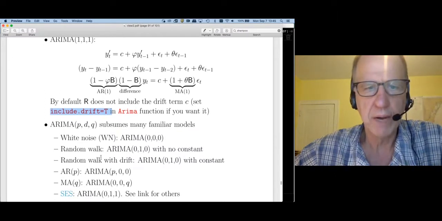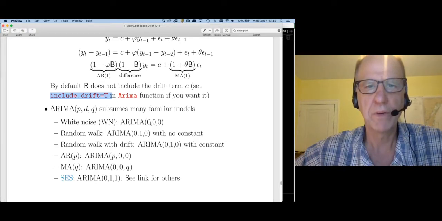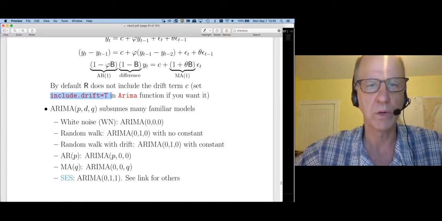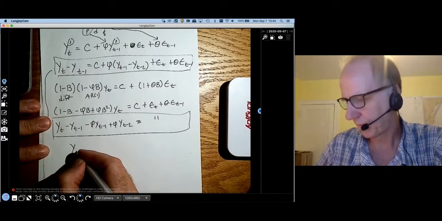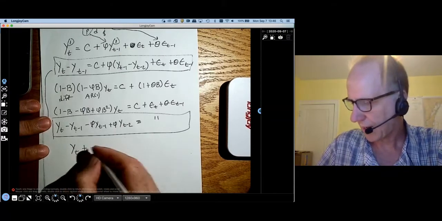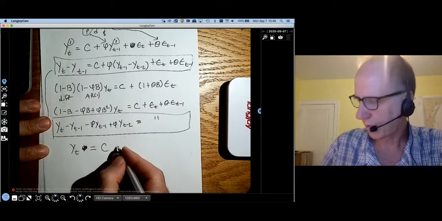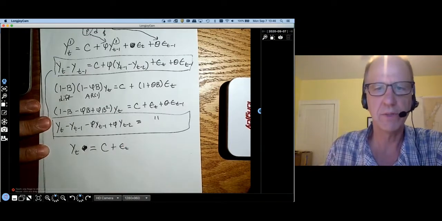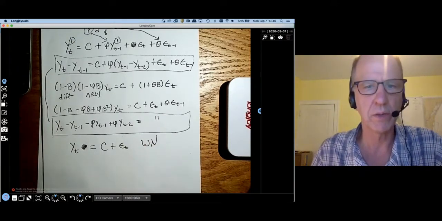There are a lot of other models that we've met that are special cases of the ARIMA model. If we have an ARIMA model with 0, 0, 0 as the parameters, that just gives us white noise. If you're not convinced of that, an ARIMA 0, 0, 0 model means no differences, so we don't take any differences. And then this is equal to C, and I have 0 autoregressive terms. I have 0 moving average terms. All I have is the error, and so we're left with white noise. So we recognize that as a white noise process.